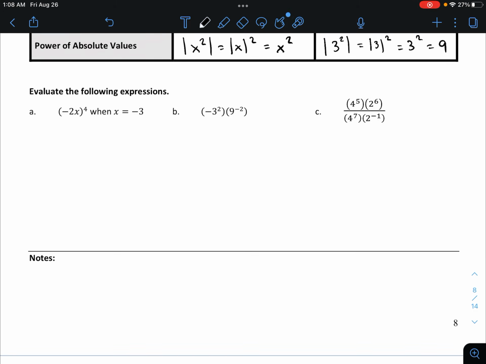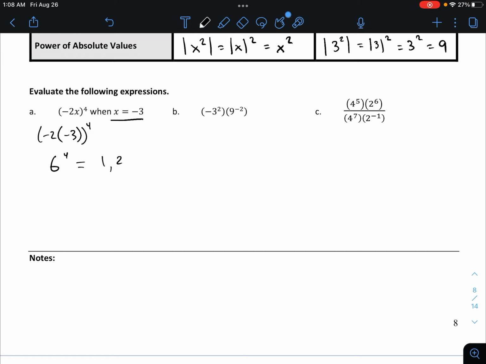All right, so pause the video again and see if you can evaluate these expressions, and when you return, I will explain them. All right, so first thing, we're going to plug in negative 3 here for x. So when we do that, we've got negative 2 times negative 3 to the 4th power. So negative 2 times negative 3 is positive 6. All right, and so we're going to go ahead and take 6 and raise it to the 4th power. You don't have to leave it in the parentheses if you don't want to. You can, but you don't have to.